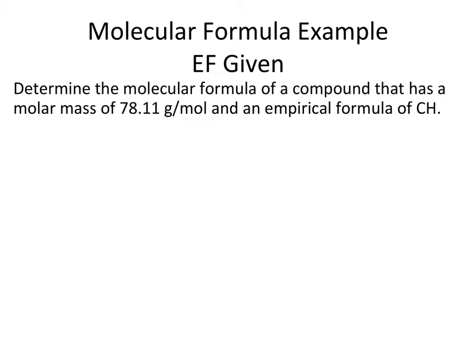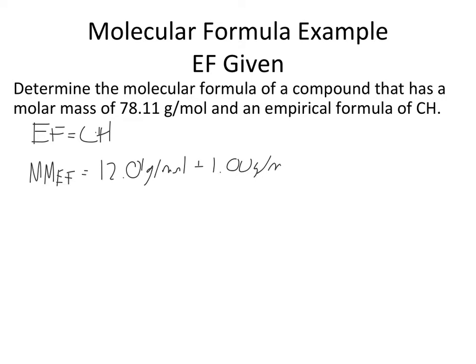So in this question, it says determine the molecular formula of a compound that has a molar mass of 78.11 grams per mole and empirical formula of CH. So it's actually made our life a little bit easier because our empirical formula is actually given to us in the question. So we don't have to go ahead and calculate it, it's right there. So the first thing that we want to do is calculate the molar mass of our empirical formula. So that's just 12.01 grams per mole, which is the mass of carbon, plus 1.00 grams per mole, which is the mass of hydrogen, and so we're going to get 13.01 grams per mole as our molar mass of the empirical formula.